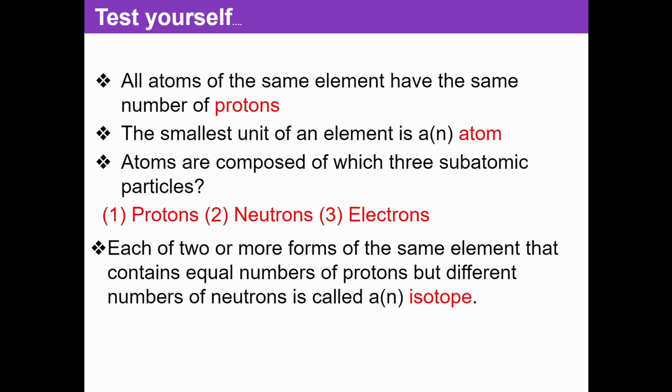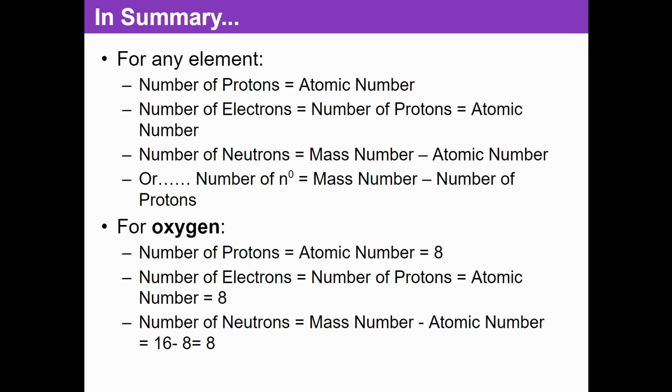So this is a great study slide. Make sure you know that all atoms of the same element have the same number of protons. Atoms are the smallest structural and functional unit of matter. Protons, neutrons, and electrons collectively can be called subatomic particles. And if you have the same number of protons, but the atoms have different numbers of neutrons, not only does that change their atomic mass, it means they're isotopes.